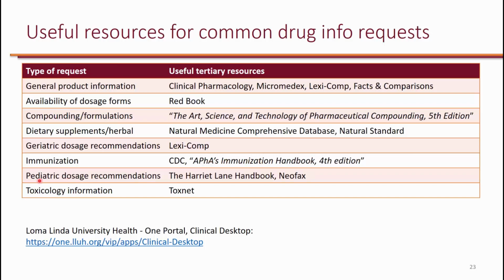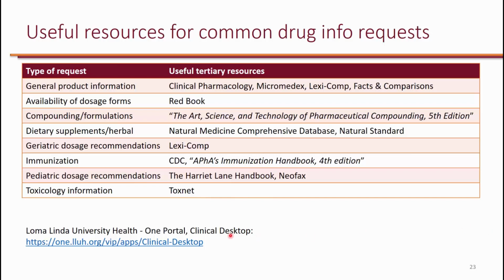For pediatric dosing, you can use the Harriet Lane handbook, which is available on ClinicalKey, and I'll show you how to access it. And you can also use Neofax, which is available on Micromedex as well. And lastly, for toxicology information, you can use TOXNET.